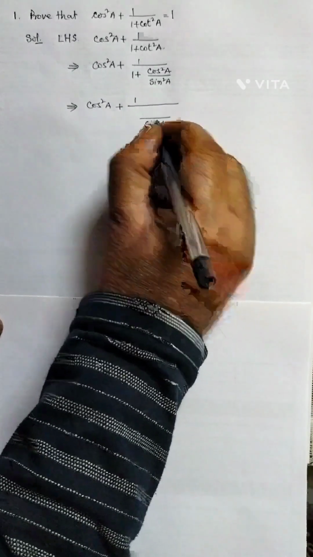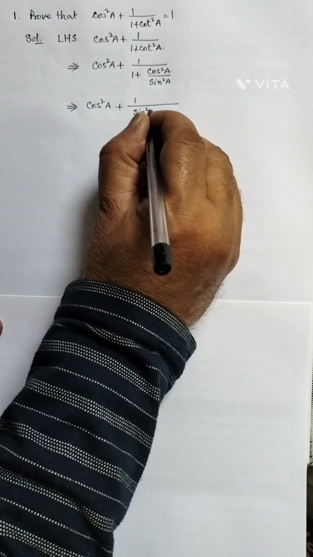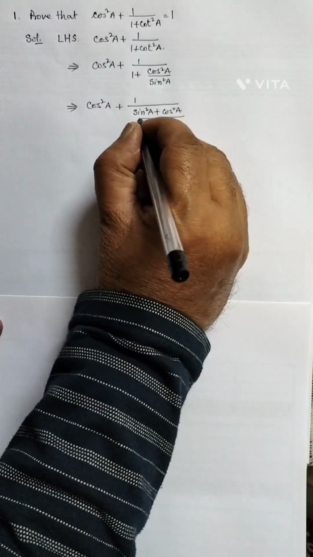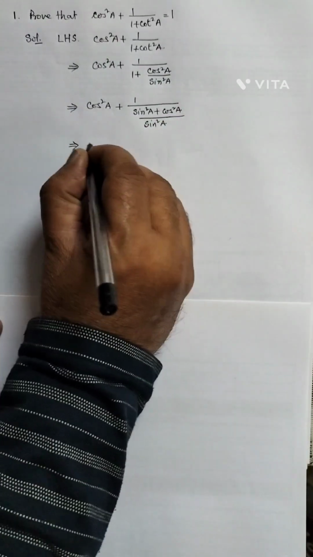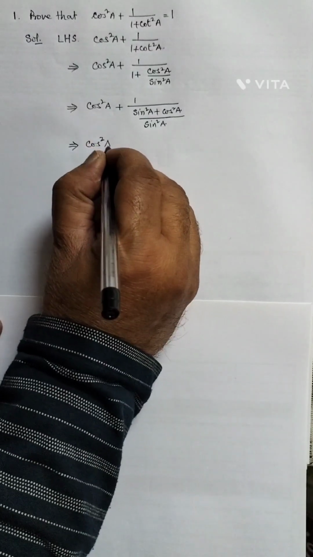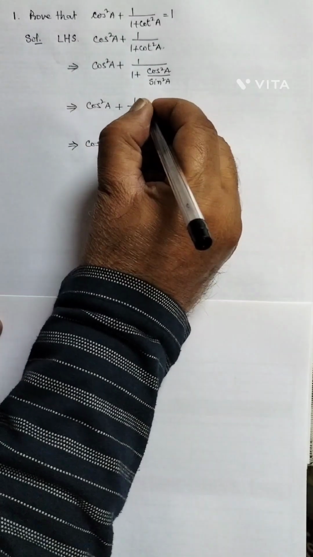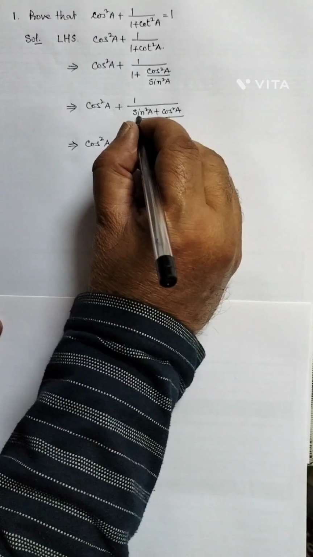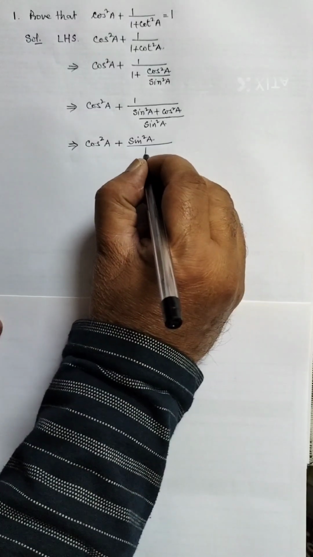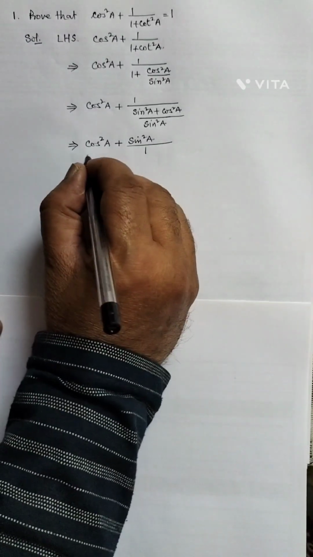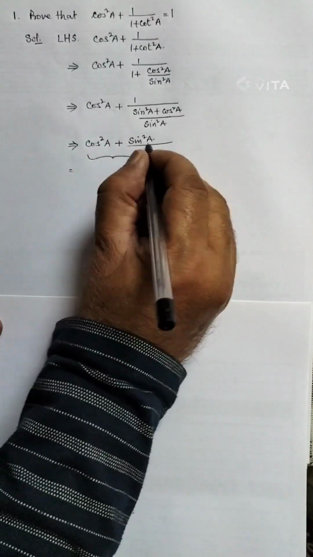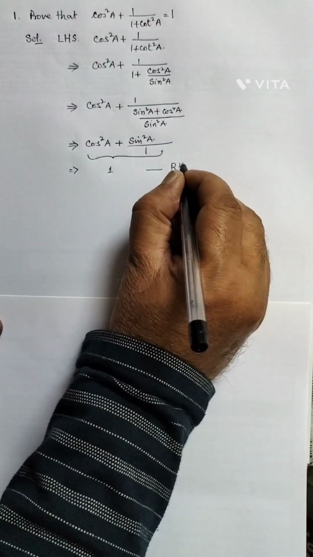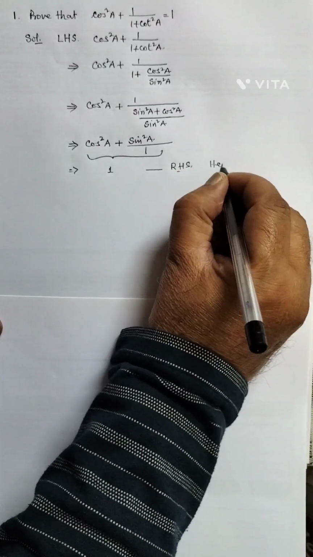Now, in the next step, we will further simplify it as cos square A plus 1 upon this becomes sin square A plus cos square A, and in the next step we can write the same thing as cos square A plus this sin will go up. This is sin square A, and this is sin square A plus cos square A, which is 1. Now again, this is cos square A plus sin square A, which is again 1, and which is nothing but our right hand side. So it is proved.